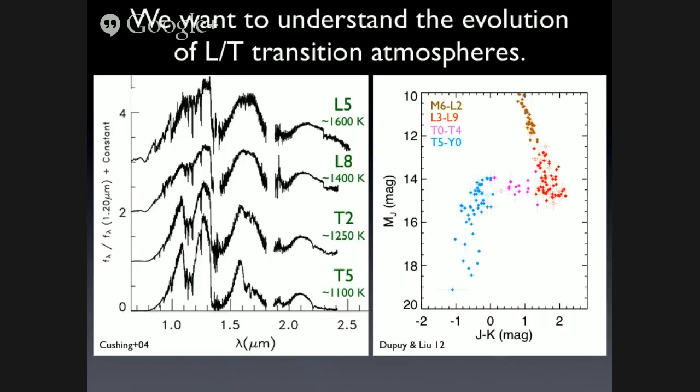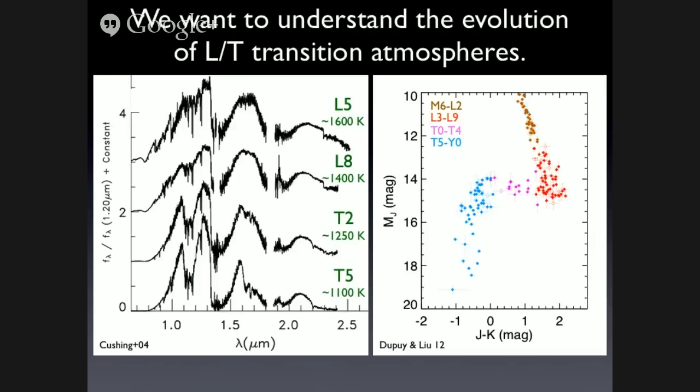We want to understand, though, the evolution all the way through this sequence. Along with doing the studies of individual objects, which give us these very important snapshots in time, we also need to study large samples at a range of different temperatures so we can map out the whole evolution through the LT transition all the way to late T-types.